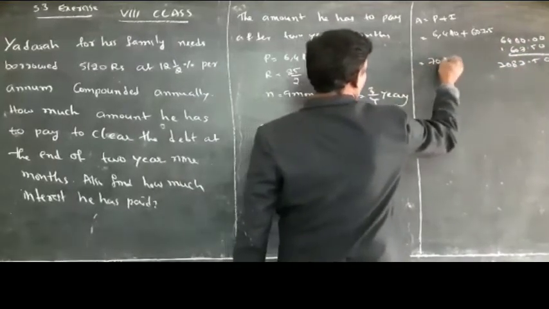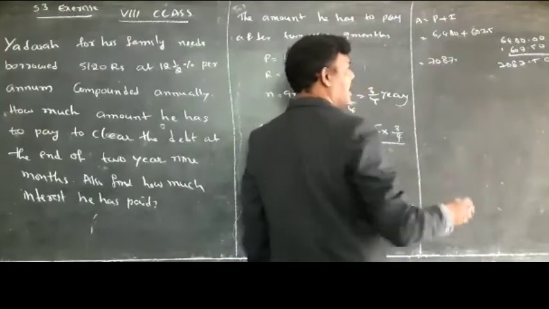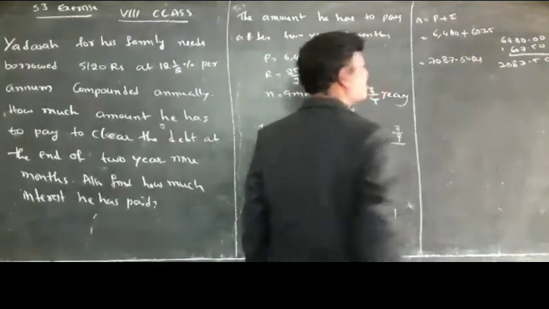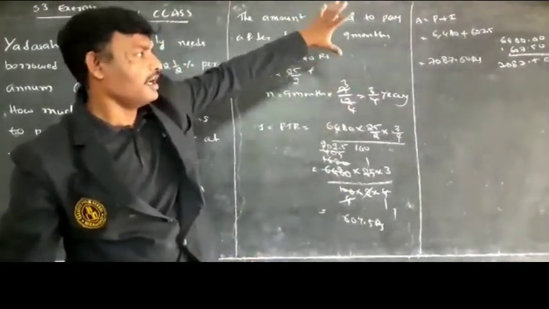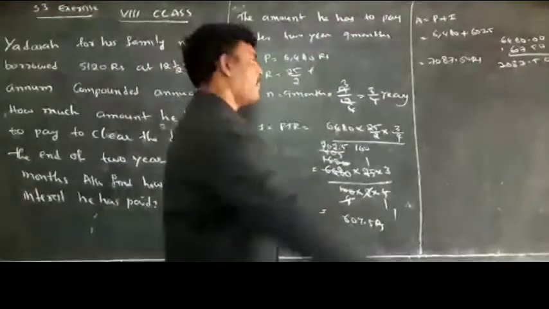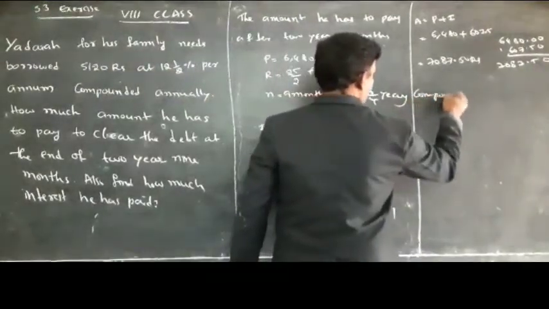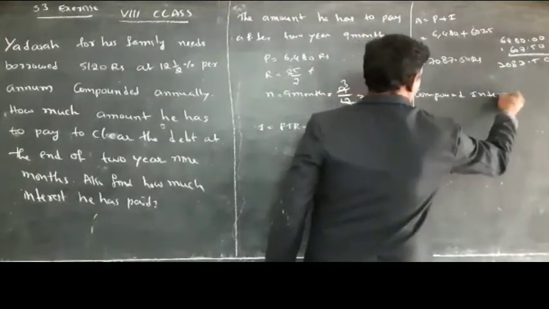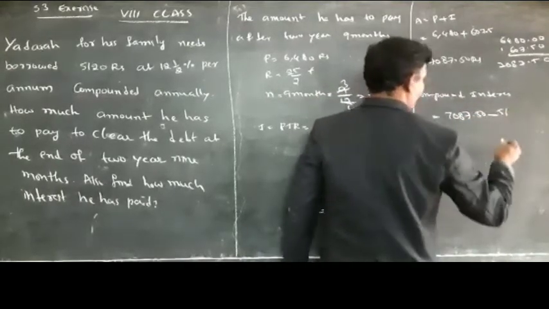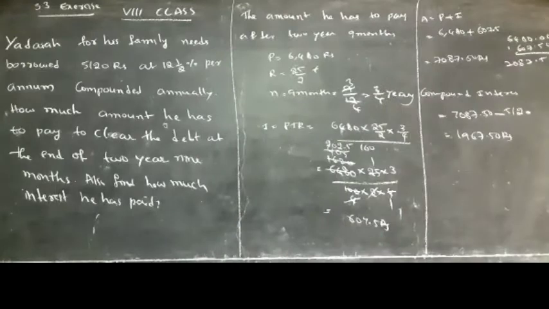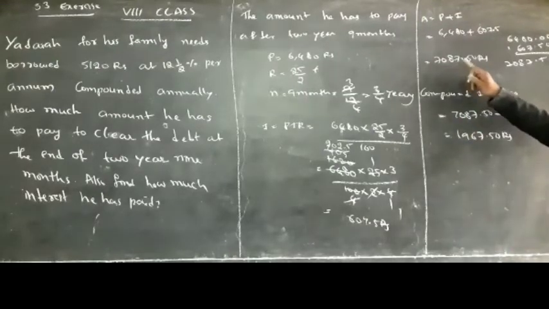He has to pay 7,087.50 rupees. So after 2 years 9 months he has to pay the amount 7,087.50. Now compound interest is equal to 7,087.50 minus 5,120 rupees. So Yadaya has to pay a total amount after 2 years 9 months of 7,087.50 rupees. So this is the total amount.